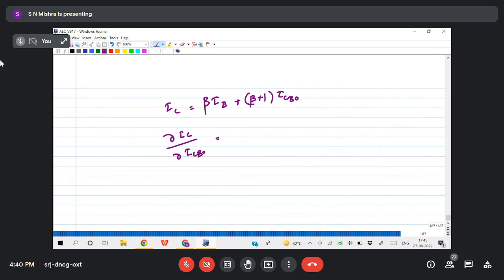In that condition, beta is constant, and VB and VBE are constant. Tell me, what will I get?